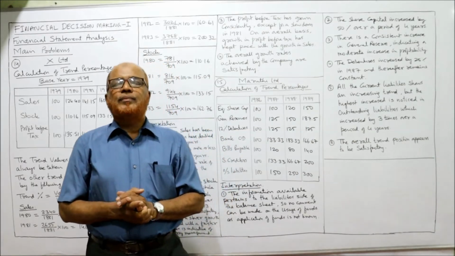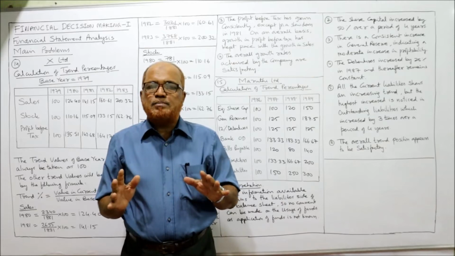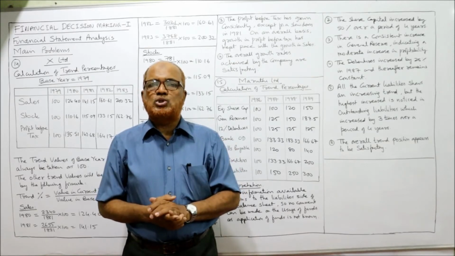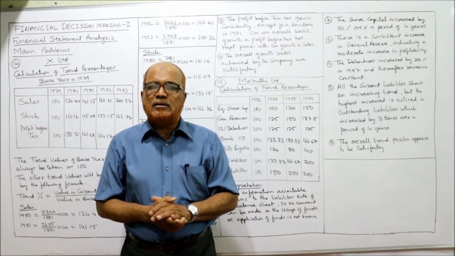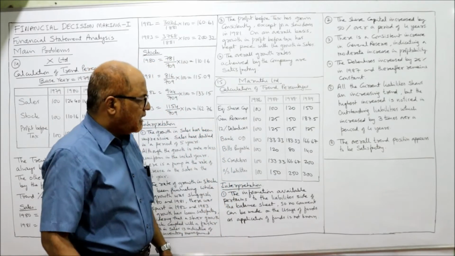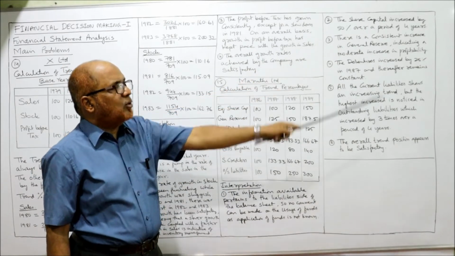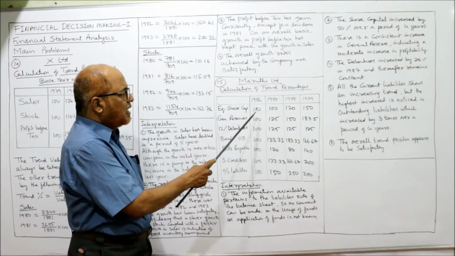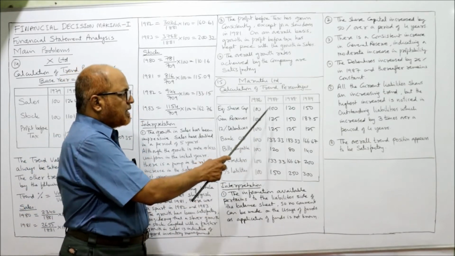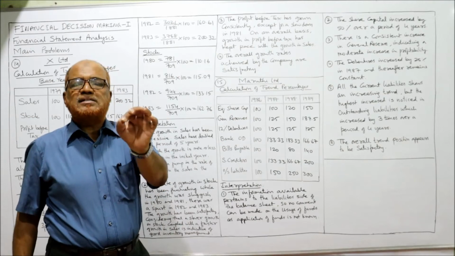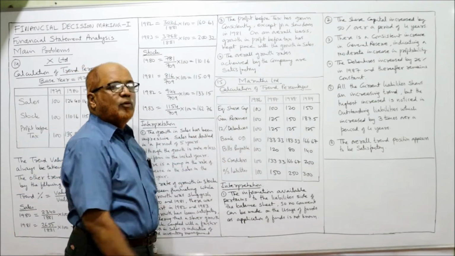But in our problem, assets are not given. So we cannot give the complete explanation about the financial position. We can give the comment only on the liabilities side, sources of funds. That is the first point. Second, the share capital increased by 50% over a period of 4 years. See here, 100 has become 150. So 50% share capital has increased over a period of 4 years.